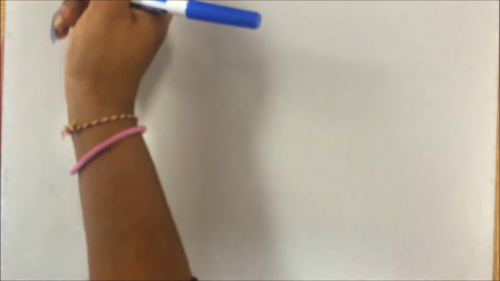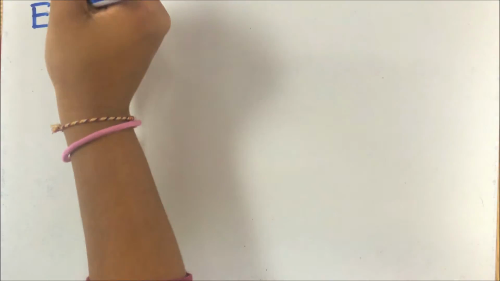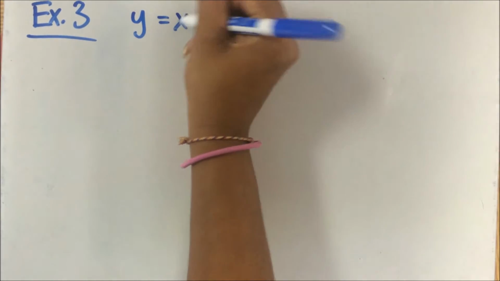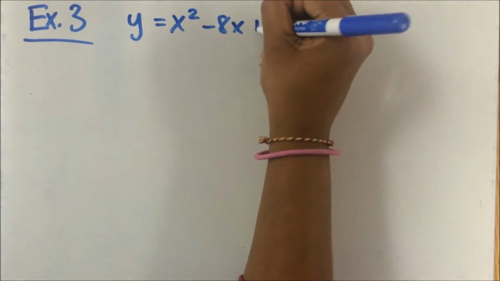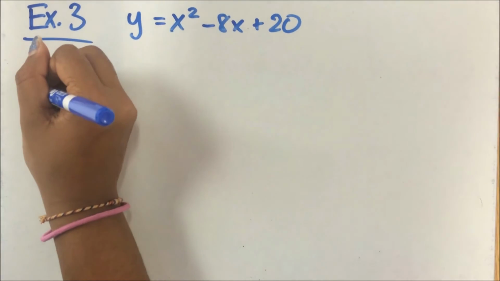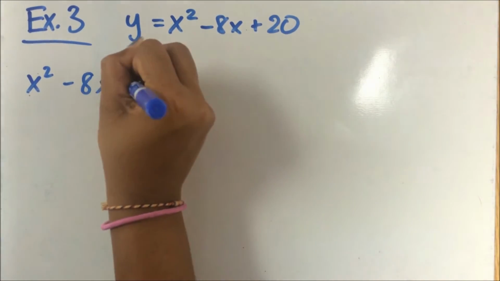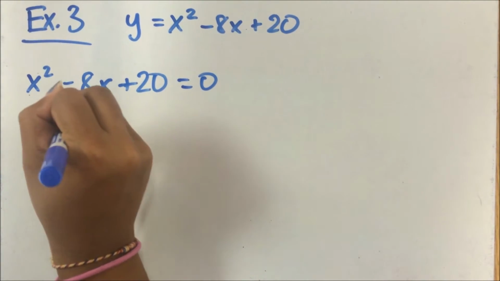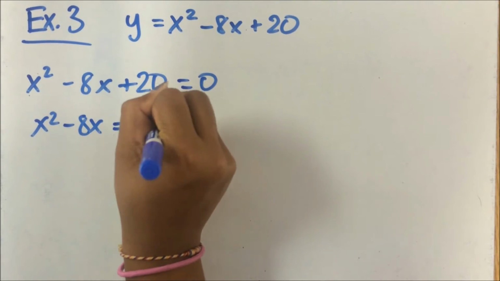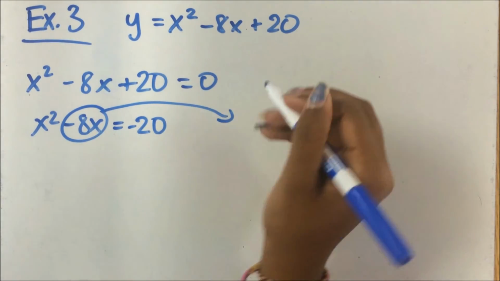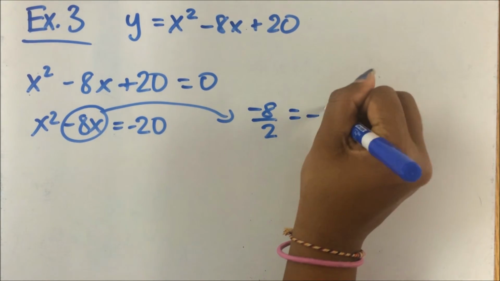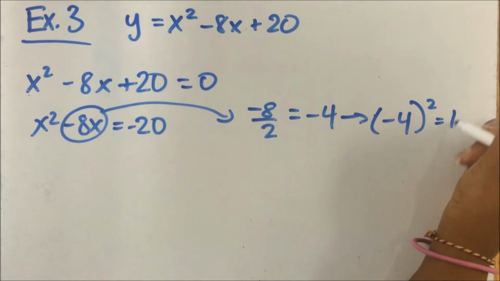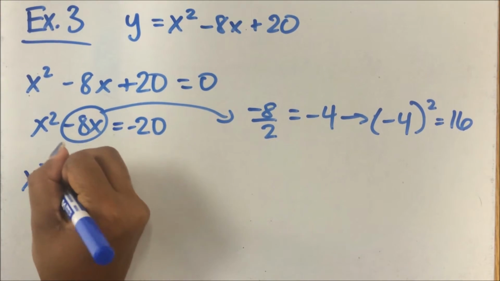For our last problem, find the x-intercept of y equals x squared minus 8x plus 20. Set the equation equal to 0 and then bring 20 to the right side. On that side, divide negative 8 by 2 and square the result to get 16. Add 16 to both sides of the equation.